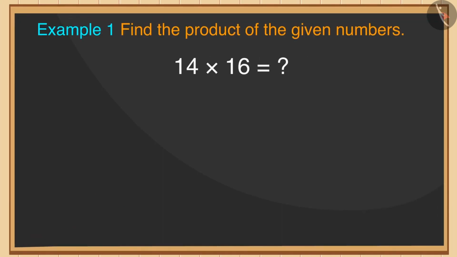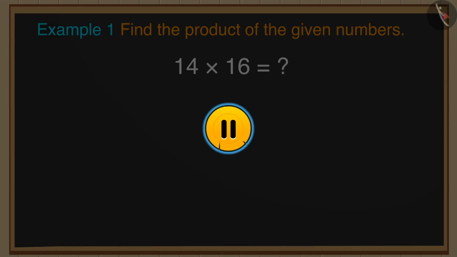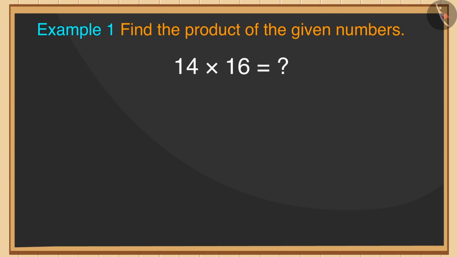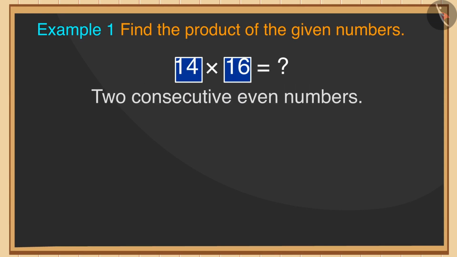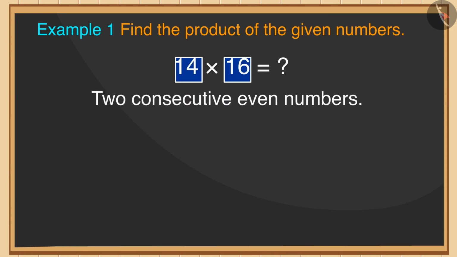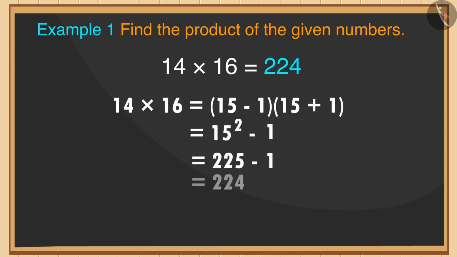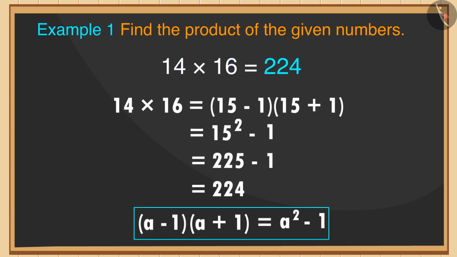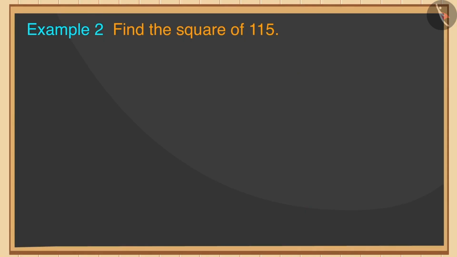Let's find the product of the numbers 14 and 16. Here, you can pause the video and think about your answer. As you can see, 14 and 16 are two consecutive even numbers. Therefore, we can solve it in this way. Here, we have used the property of the product of two consecutive even or odd numbers. Let us see some more examples.